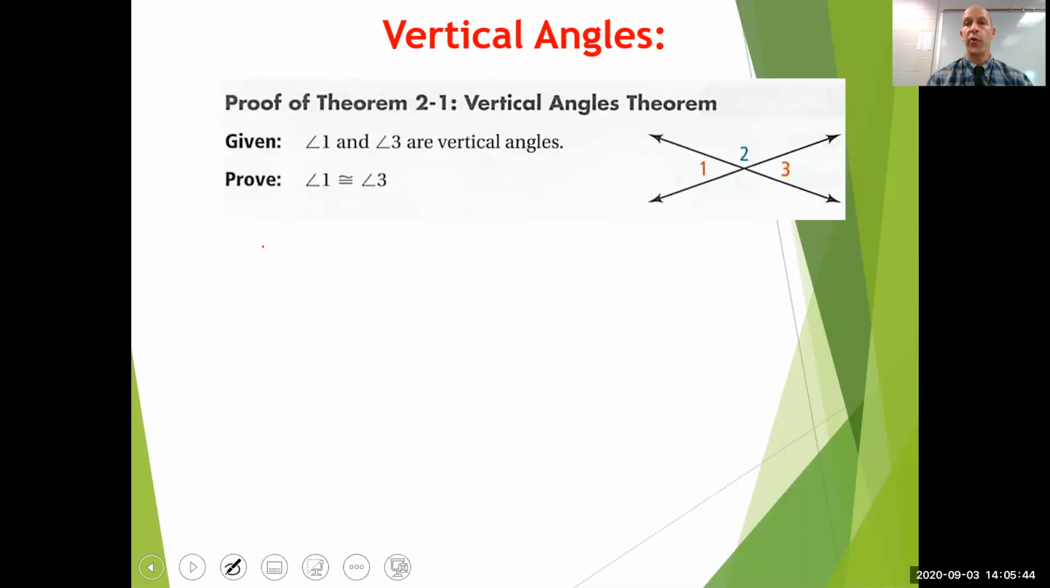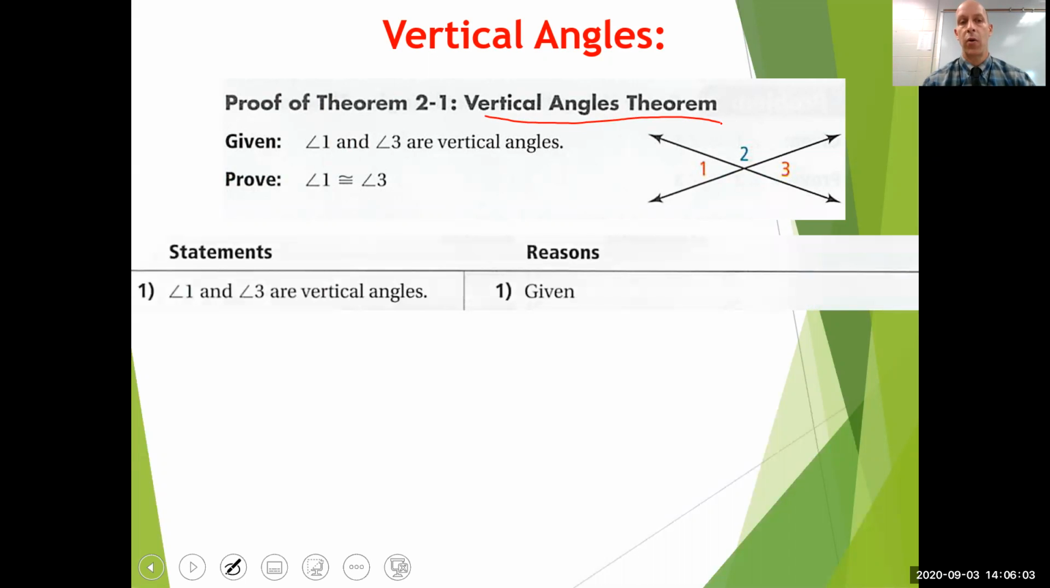Let's say we wanted to prove this theorem. How would we prove the vertical angle theorem? Well, remember we could break the theorem into an if-then statement. We could say if angles 1 and 3 are vertical angles, then the conclusion is they are congruent. So we're going to start with that. The given is that angle 1 and 3 are vertical angles, so that's given.